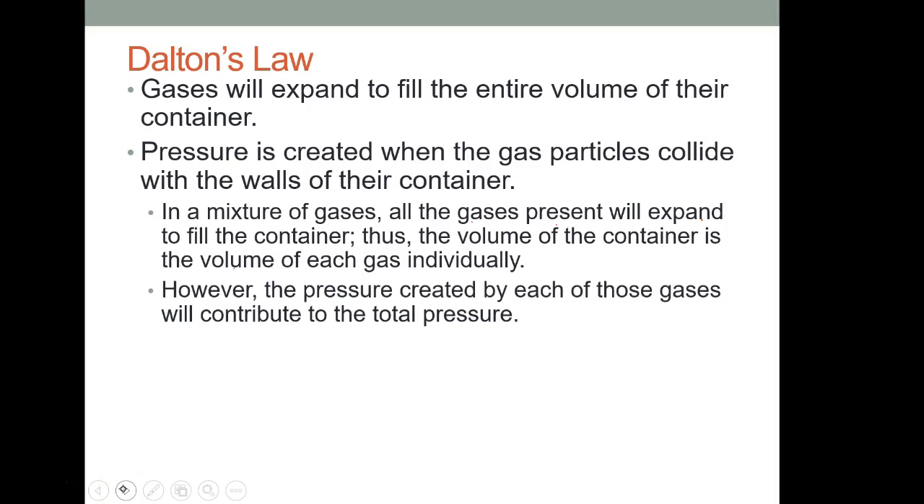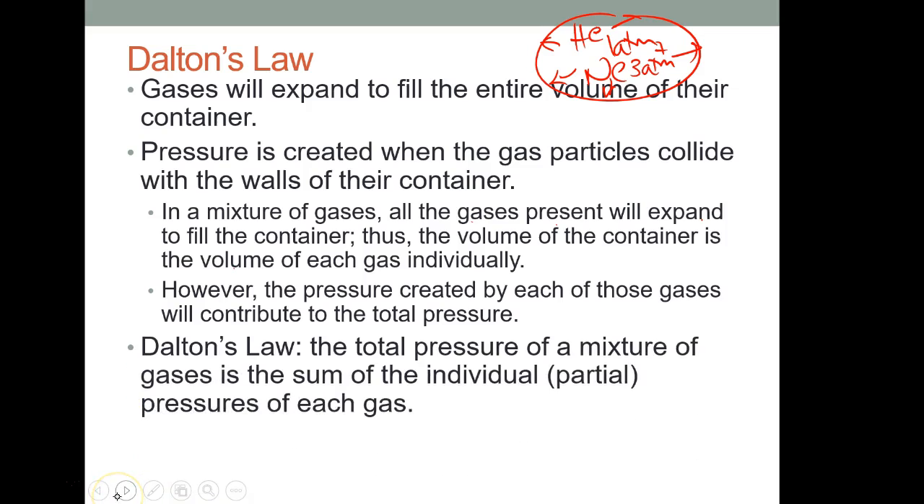However, the pressure that is created by each individual gas is different, okay? And it contributes to the total pressure. So if I had a container and my helium is bouncing on the walls with a pressure of 1 atmosphere, and my neon in the same container is bouncing with a pressure of 3 atmospheres on the container, then the total pressure inside would be the sum of those, 1 plus 3. The total pressure is the sum of the individual partial pressures. That's what Dalton's law says.